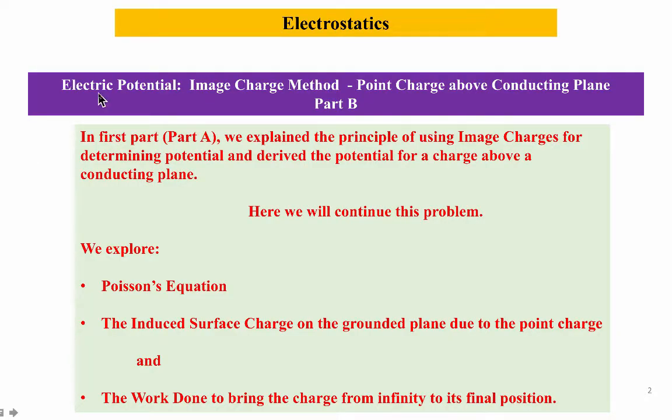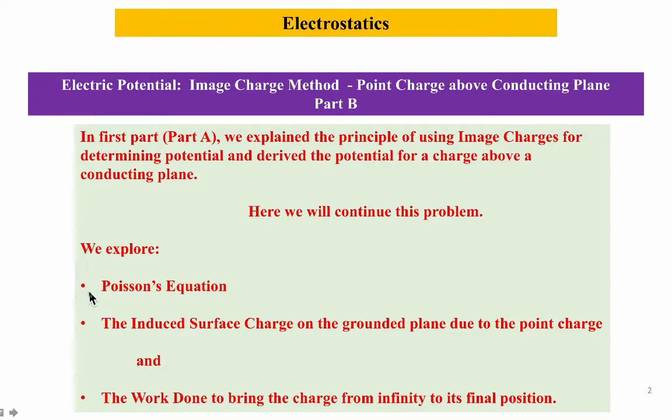We're going to continue our examination of determining electric potential using the image charge method. Last time we were looking at the system of a point charge above a conducting plane, and this is part B of that study. In the first part, we explained the principle of using image charges, and we derived the potential for this point charge above a conducting plane. Here we're going to continue.